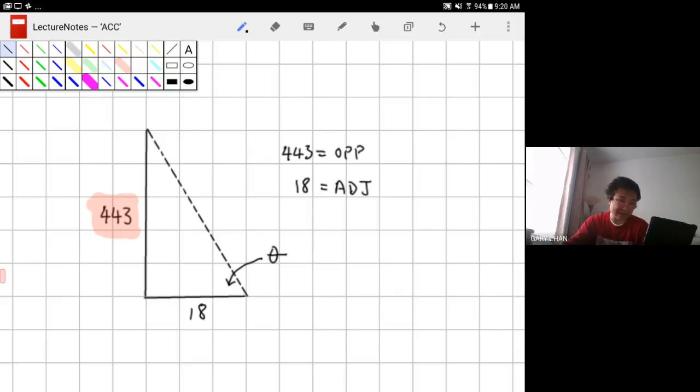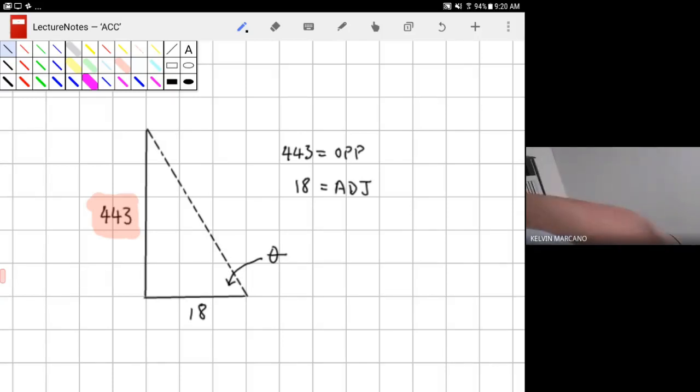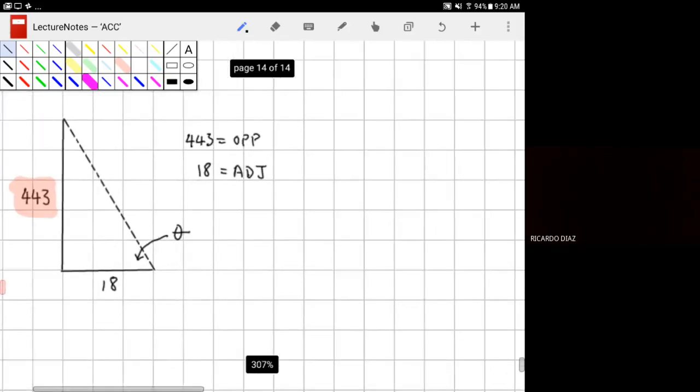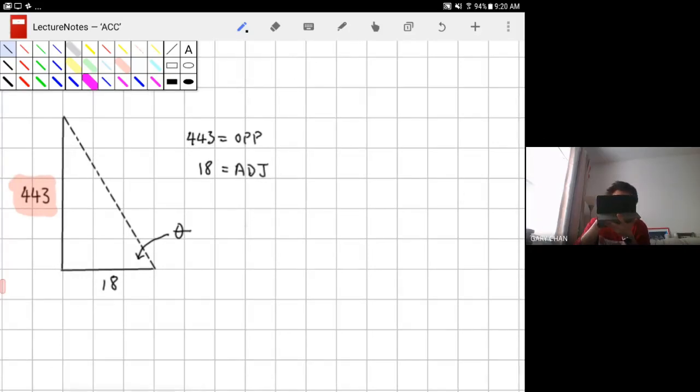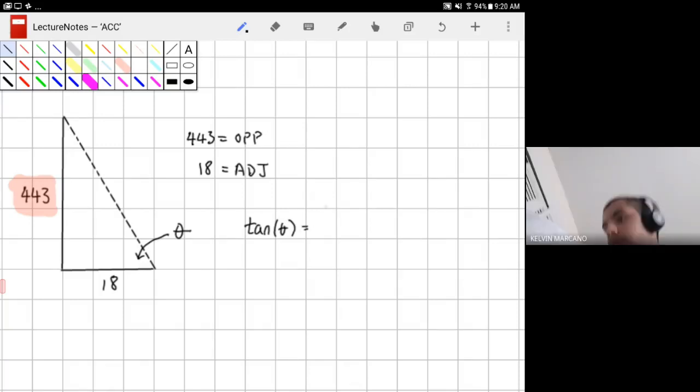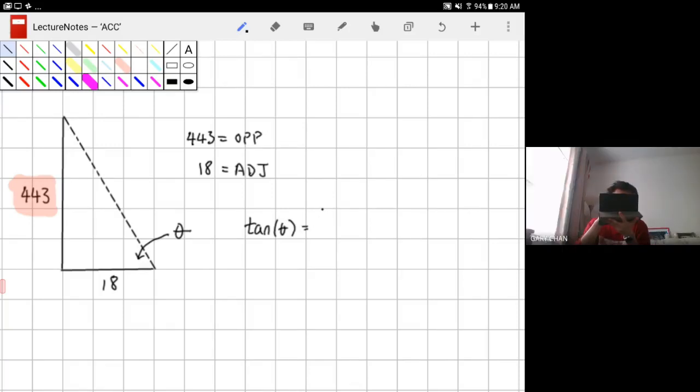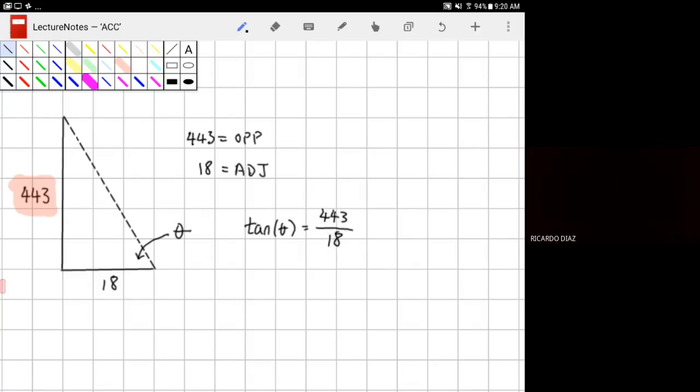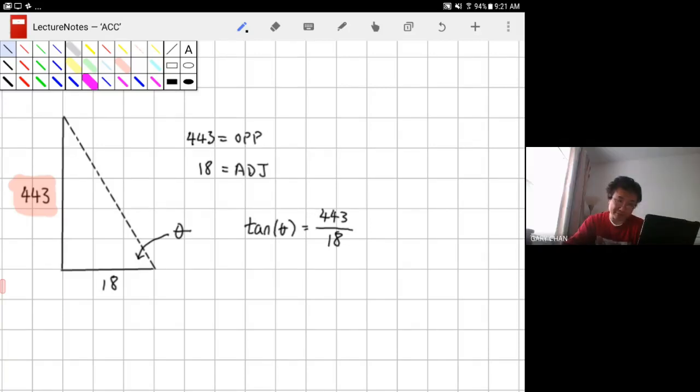Kelvin, you were so good at this last week. Can you tell us which trig ratio, sine, cosine, or tangent, involves opposite over adjacent? I have it memorized. Tan. That's tangent, right. So we're going to say tangent of theta is equal to opposite over adjacent. Opposite here is 443 over 18. Tangent of theta is equal to 443 over 18.